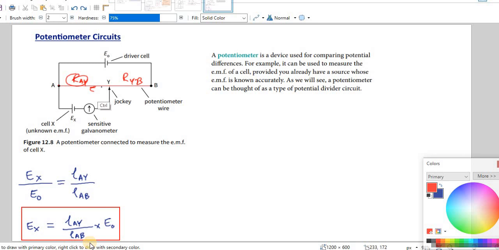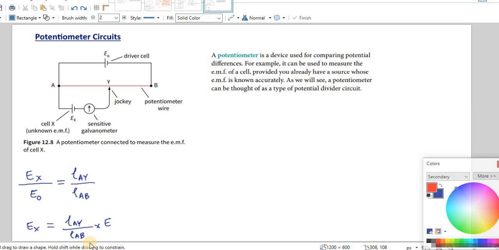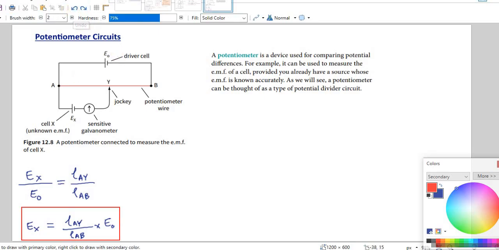So let's say we move this to this side, let's go back. Okay, so let's say this arrow is moved to the right. Then what happens? The length increases. That means the resistance AY is higher now. So let's say when V equals IR, when this increases, the V increases, the potential difference across it increases.